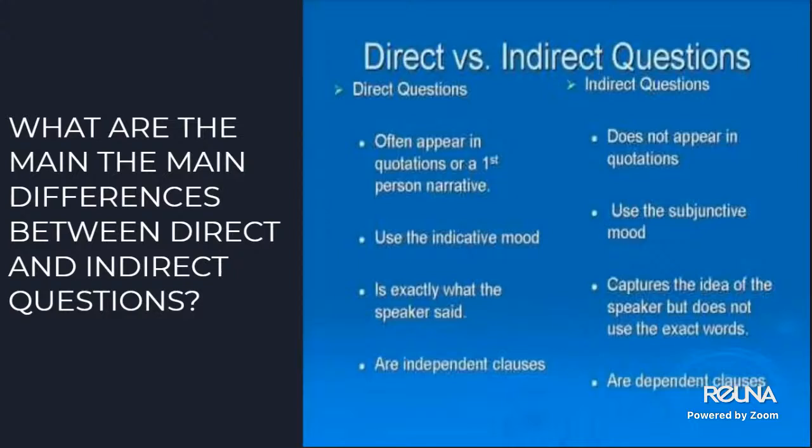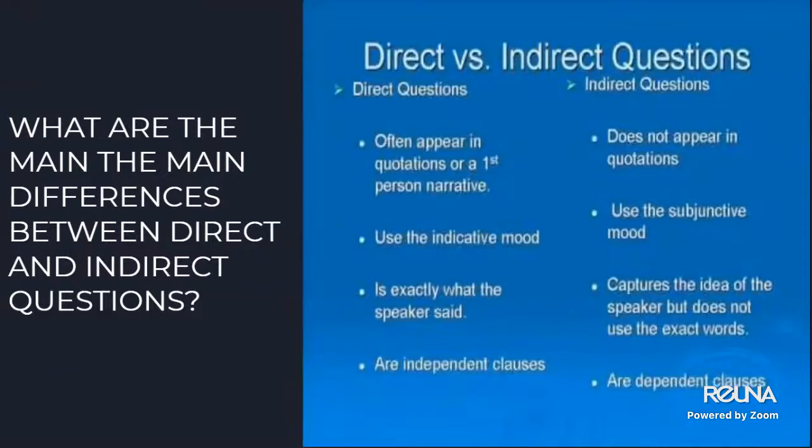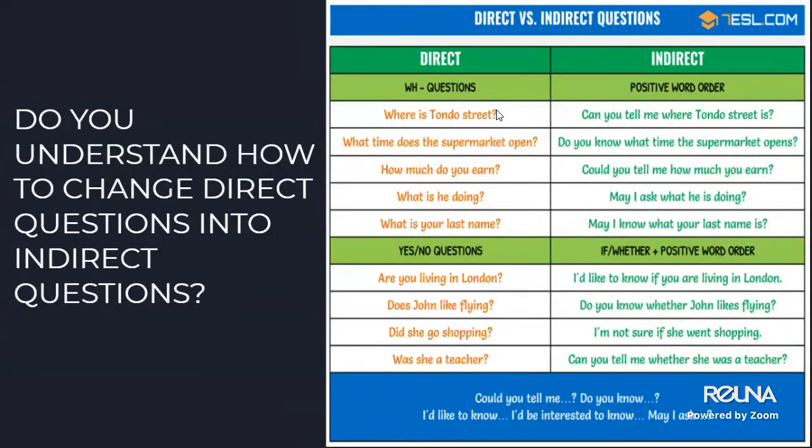Also, a direct question is exactly what the speaker said, and an indirect question captures the idea of the speaker but does not use the exact words. Also, direct questions are independent clauses, and indirect questions are dependent clauses, right? So this is the structural difference, and also the pragmatic difference. I'm gonna show you more examples so you can see the difference clearly.